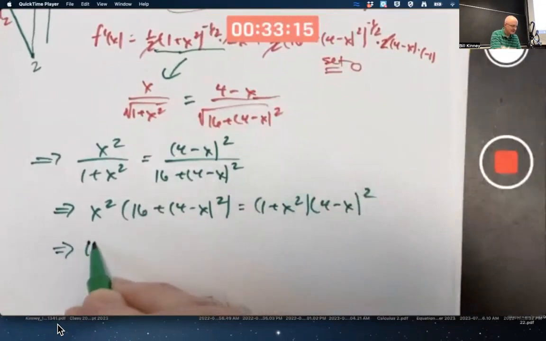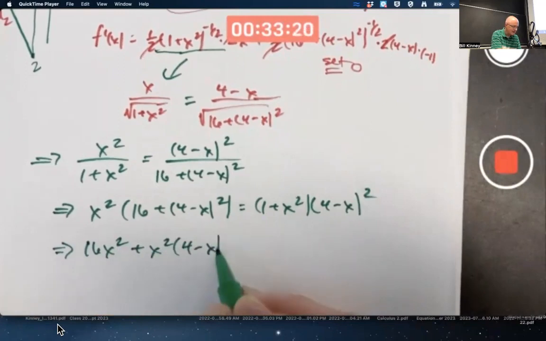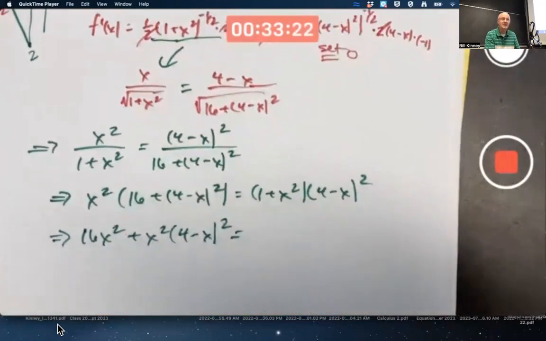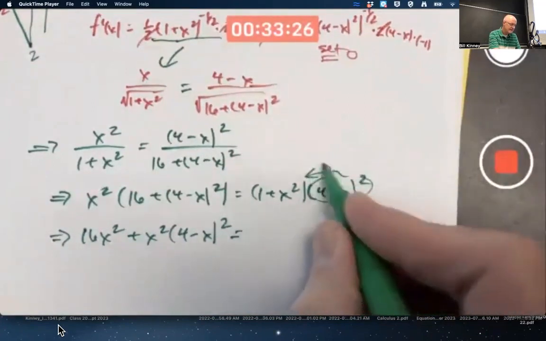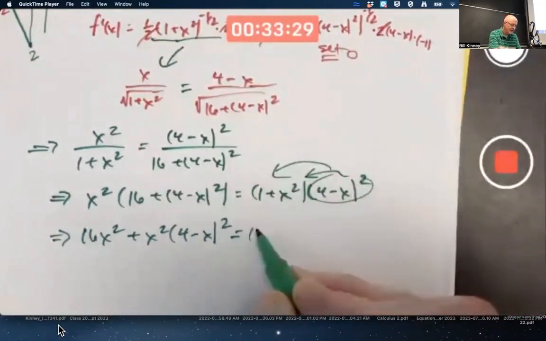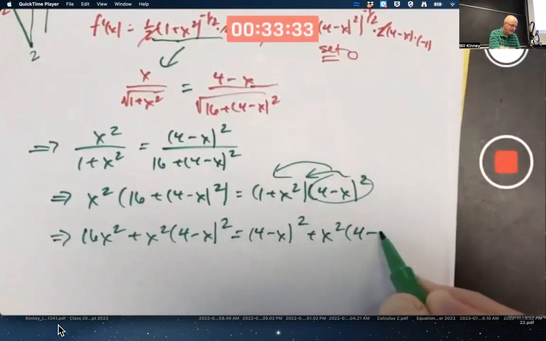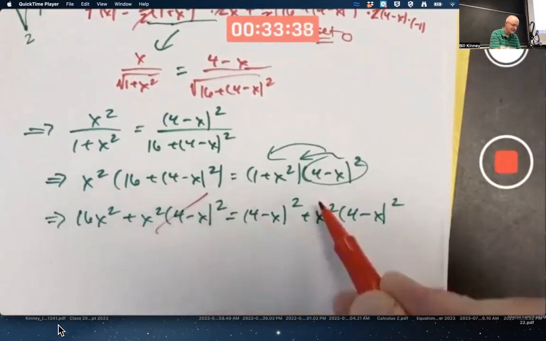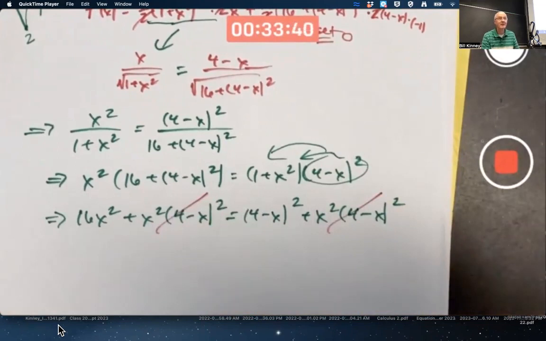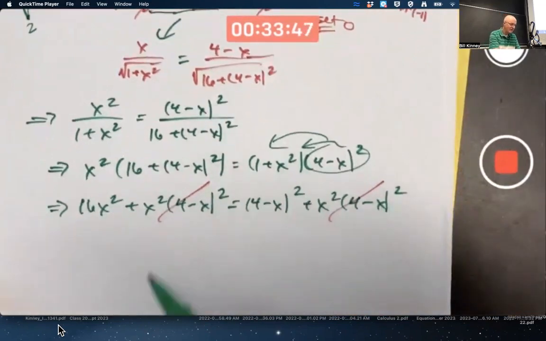Distribute this through, we get 16x squared plus x squared times (4 minus x) quantity squared. I think we will get some cancellation. Distribute this through the parentheses. Yeah, okay, I can see some cancellation going to happen. What's going to cancel? These two things are going to cancel because they're the same thing on both sides. If I subtract that from both sides, they both go away. And it simplifies down to a quadratic. How about that?